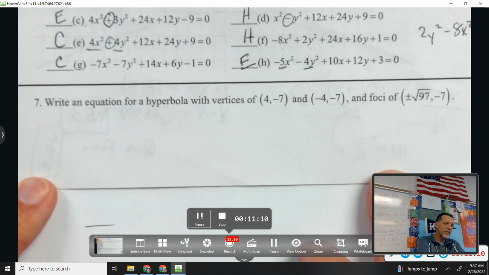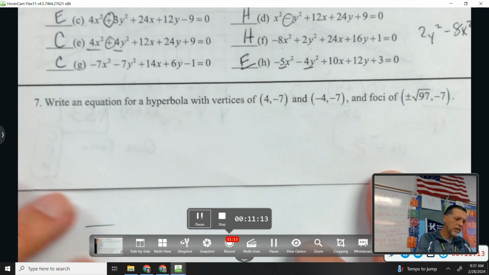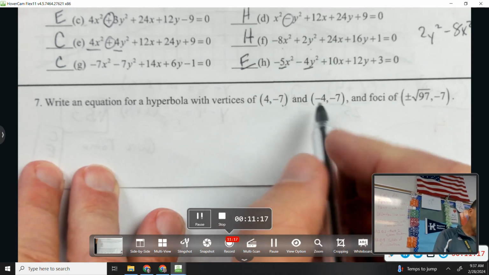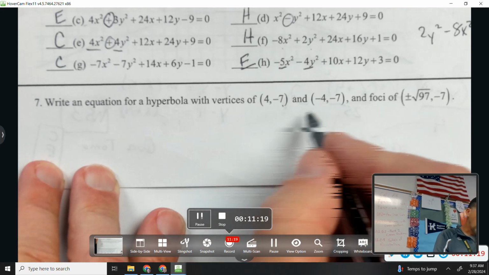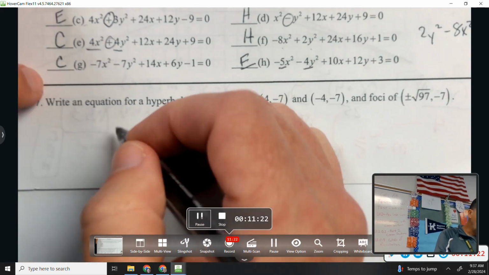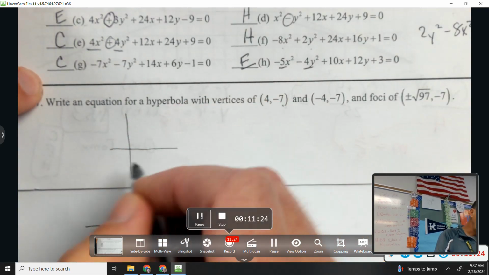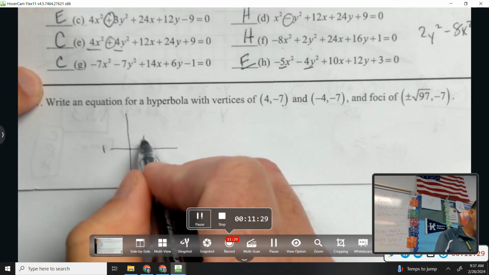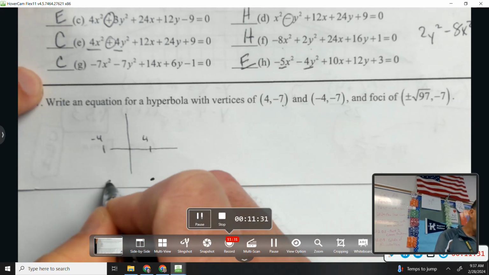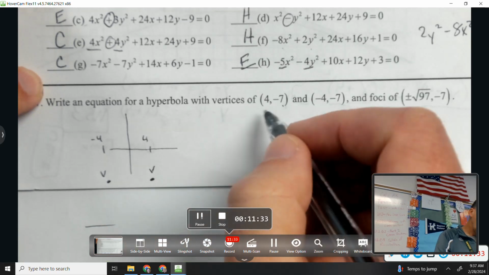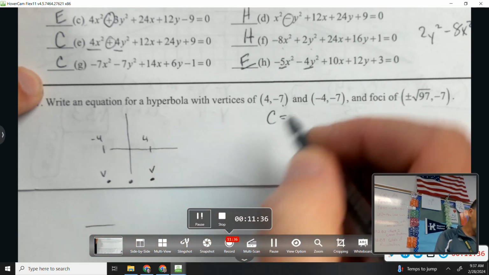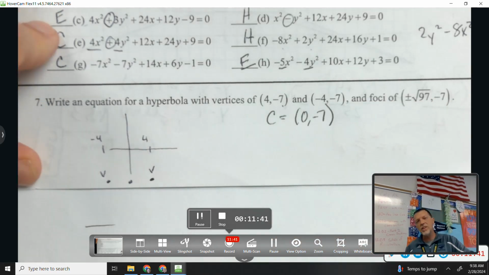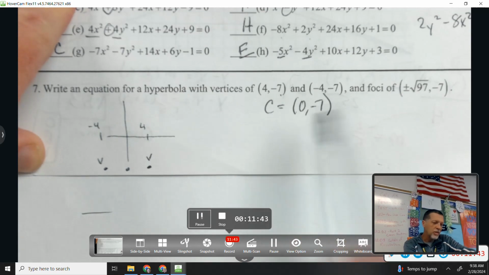And then lastly, write an equation for a hyperbola. Vertices 4, -7 and -4, -7. So I know the center's right in between there. Many of you would do this without graphing it. I'm going to do a little picture here. 4, -7, -4, -7. So then I can tell from my picture that my center is at 0, -7. And probably most of you could have done that without the picture, because right in between those is 0, -7.